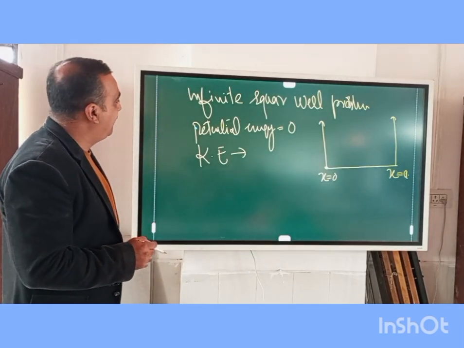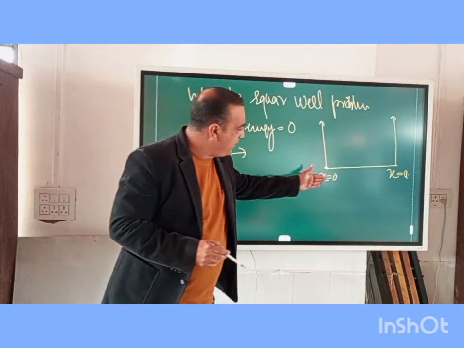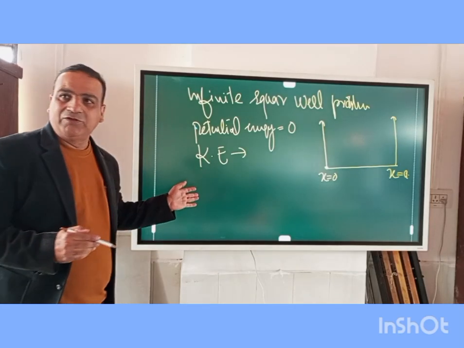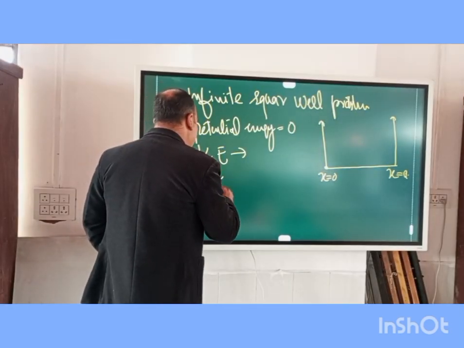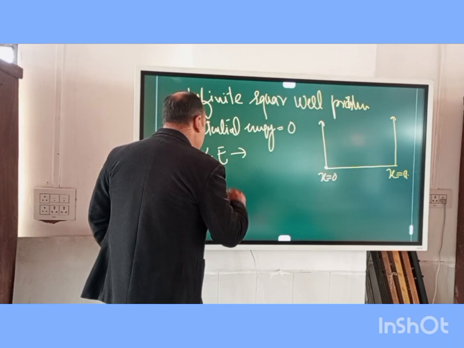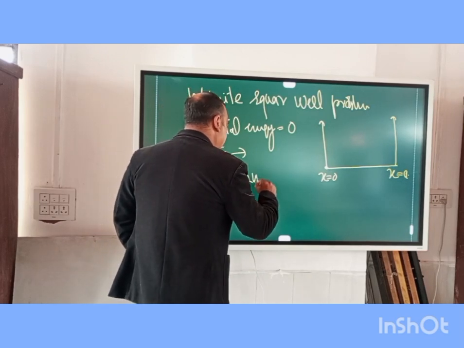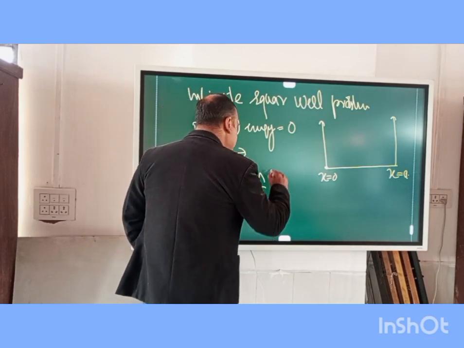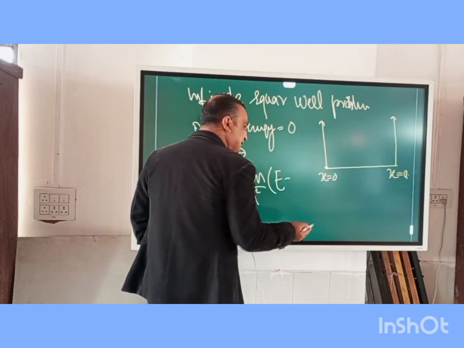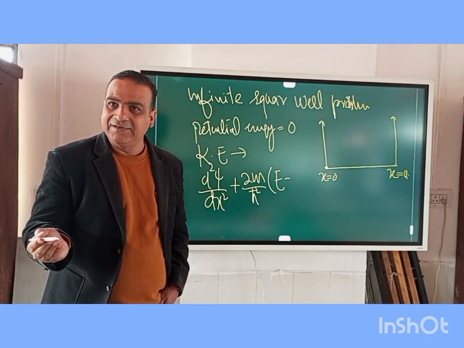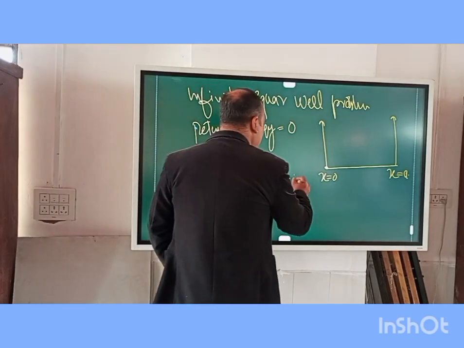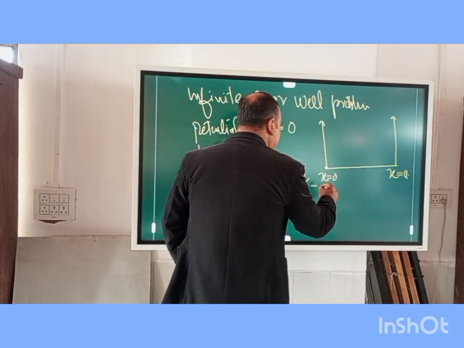So I have this problem now. I would like to write down the Schrödinger's equation for it. So what is that? That is d2 psi by dx2 plus 2m by h bar square, E minus V, psi. The particle has no potential energy, right? If it has no potential energy, so this is 0, psi equals 0.